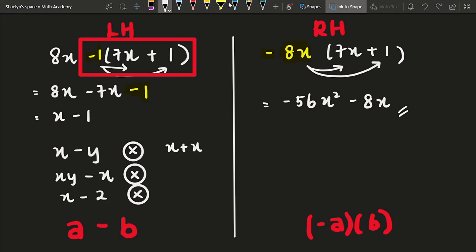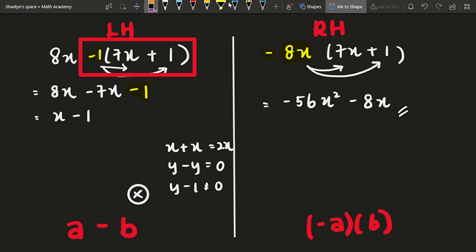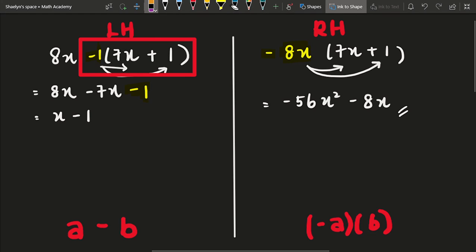Something like this, you get 2x. Something like this, you get 0. But if y minus 1, can you say it's 0? No, it's not equal to 0. Okay, so I just need you to be very clear and be sure about this concept so that you don't make any further mistakes later on. So in this part, I think I've made a very clear statement right here.